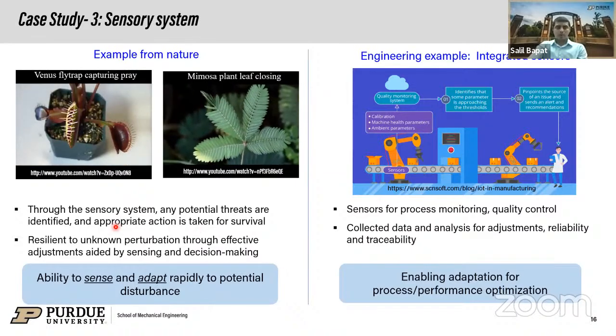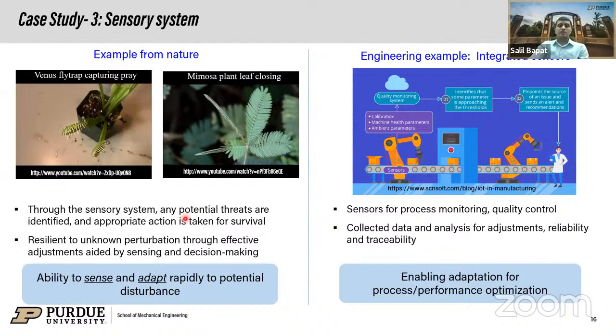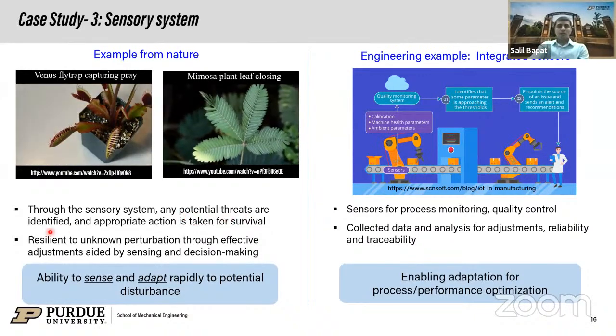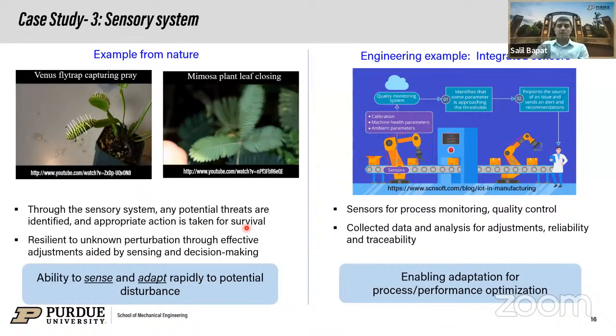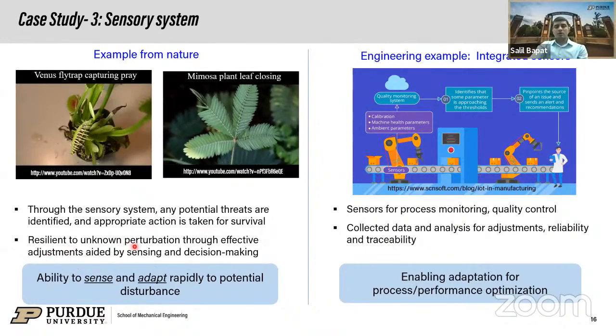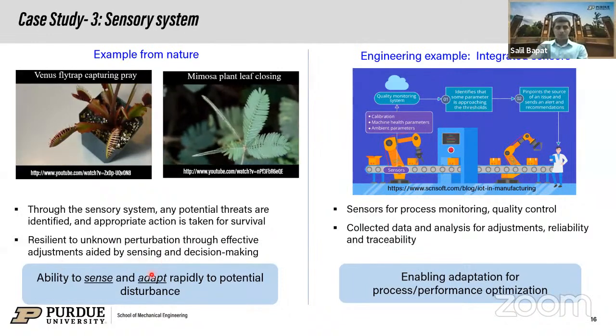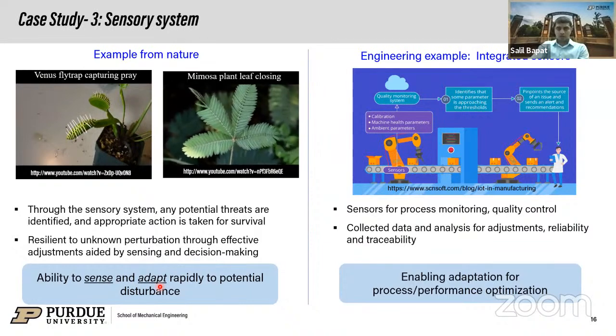So you have a sensory system, a robust sensory system in nature that can sense any potential threats, and appropriate action can be taken for survival. And resilience is imparted through effective adjustment by sensing and decision making. So you have to sense and you have to adapt.